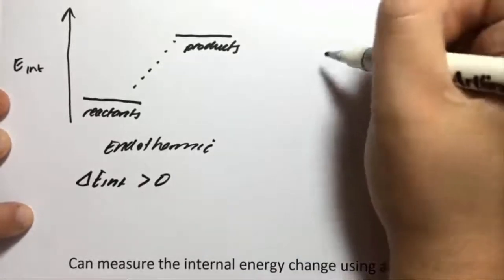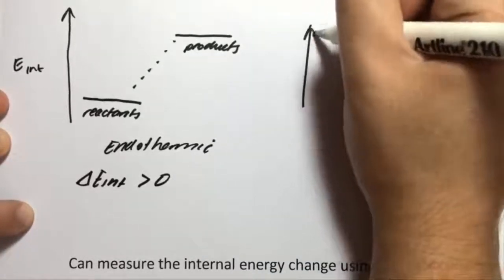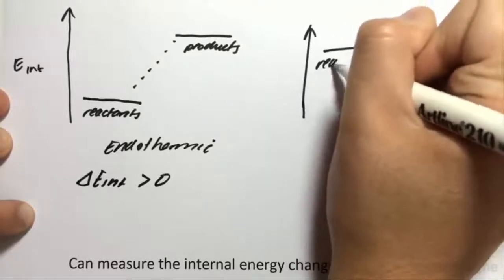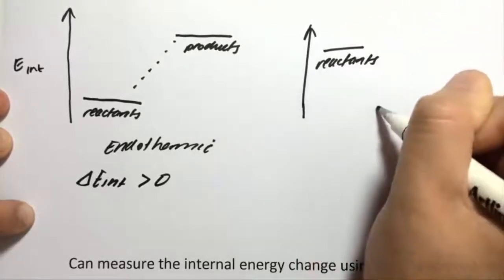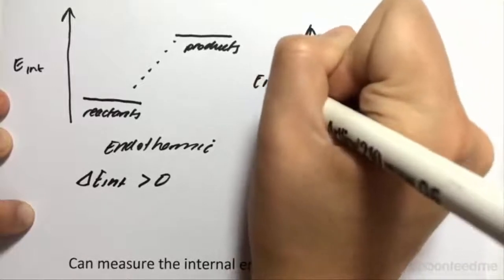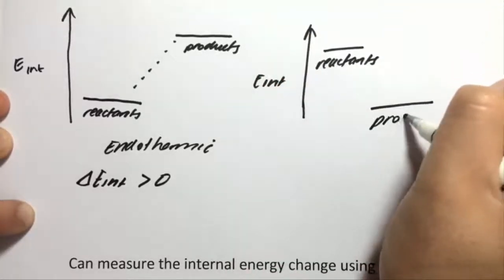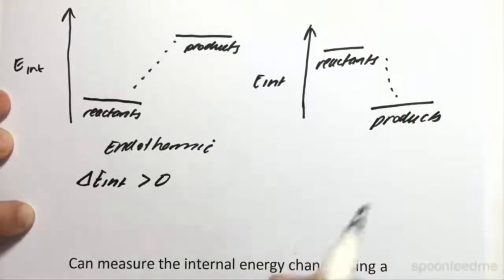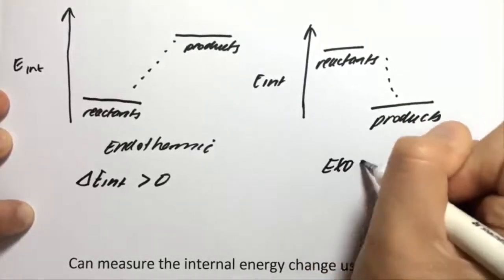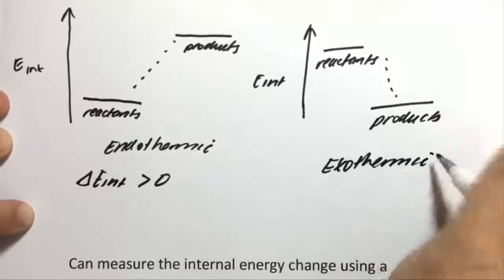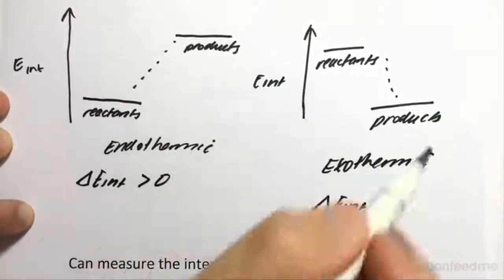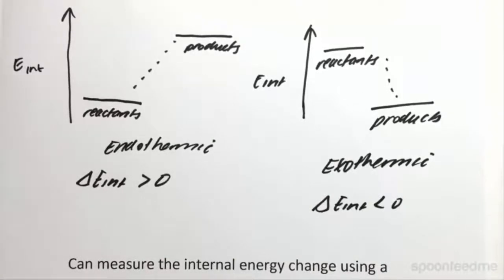If we were, however, to look at an exothermic reaction, you'd find that the reactants would be higher in energy than the products, so we have a decrease in energy. So this is our exothermic reaction, and our change in internal energy is less than zero, because there's a decrease in internal energy.